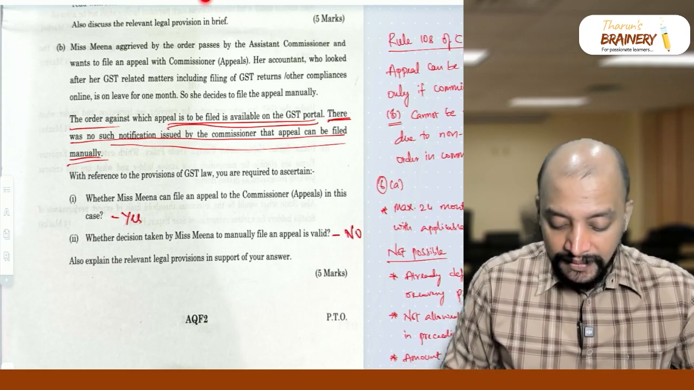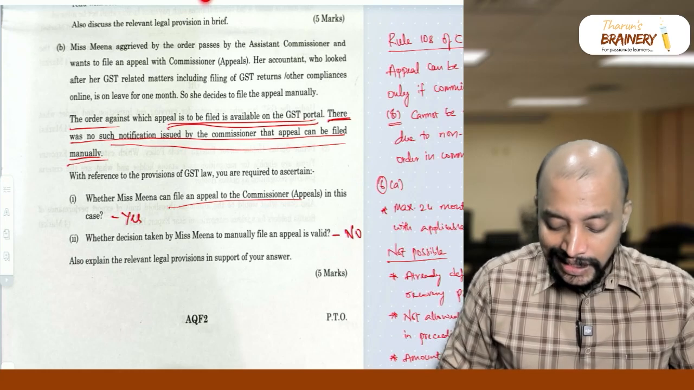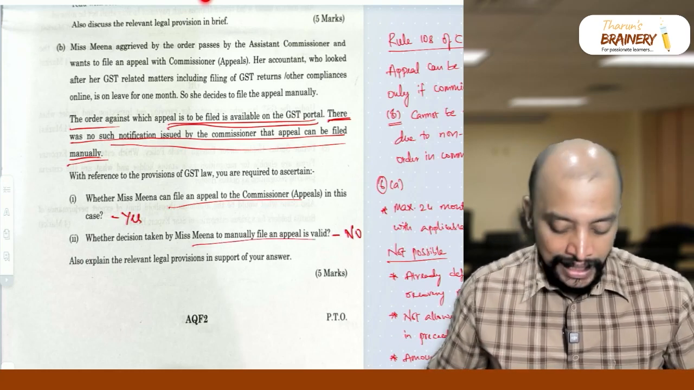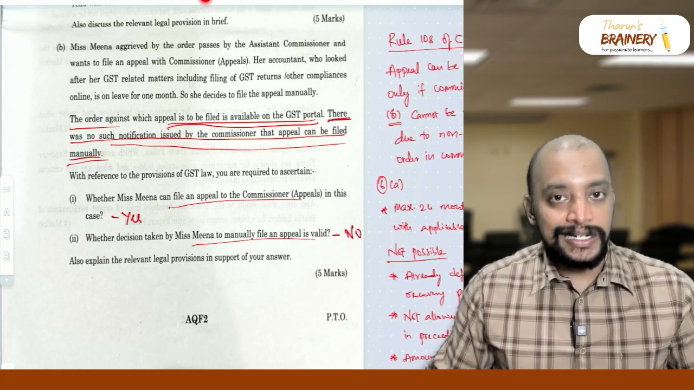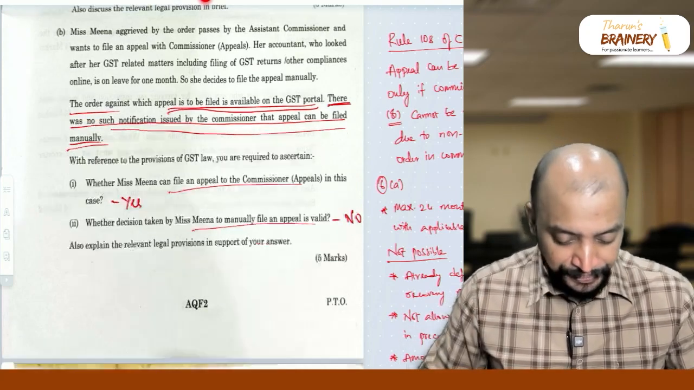So whether Miss Meena can file an appeal? Yes, appeal can be filed. But whether the decision taken by Meena to manually file an appeal is valid? No, it is not valid. So that is what we need to write here. To the point, that rule 108, that point if you write, that is correct.